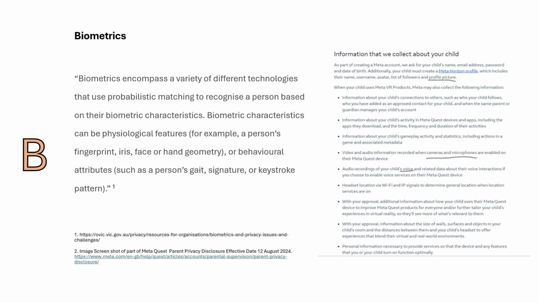So B is for biometrics. This is something you'll hear much more about in the future. Biometrics refers to information about our bodies and how devices collect information about our bodies through artificial intelligence. So biometrics can be physiological features about us, for instance, about our face, our hand geometry, our fingerprints, or it can be behavioural attributes, for instance, how we walk.